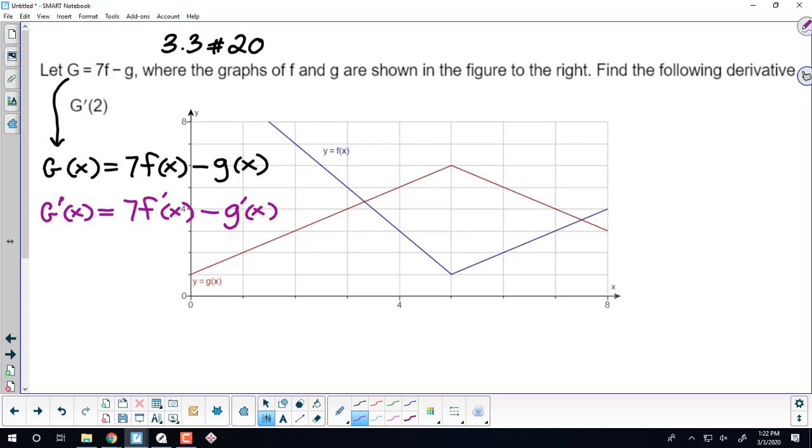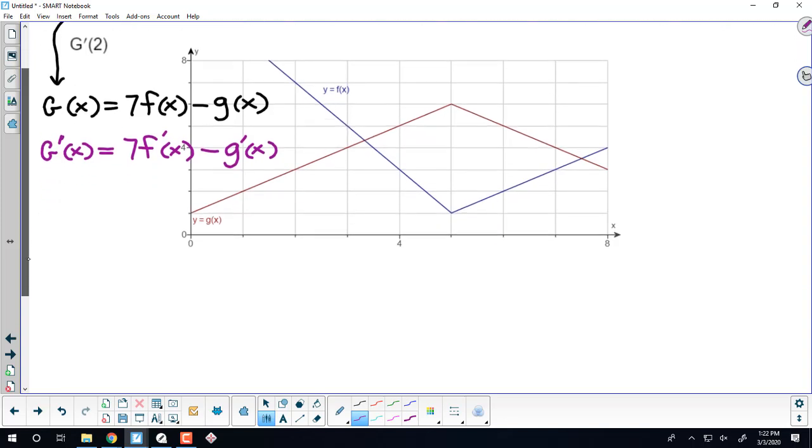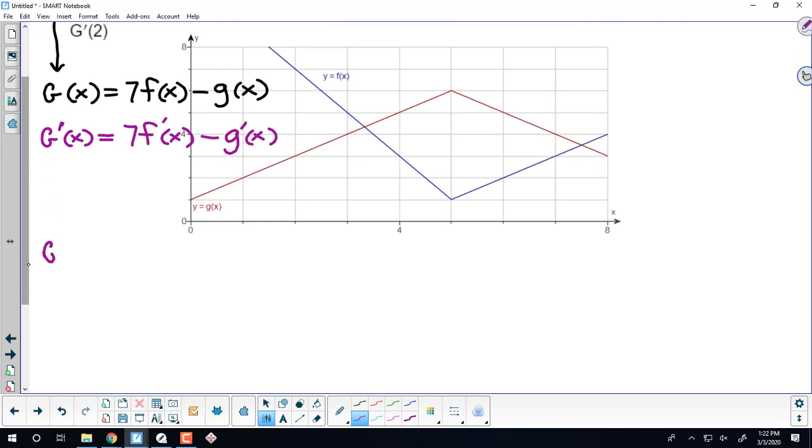Does that make sense? It's a little more abstract because we don't have formulas for f and g, so we just have to label them f prime and g prime. And then capital G prime evaluated at 2 is 7 times f prime of 2 minus g prime of 2, lowercase g prime of 2. That's right here. So when we look at f prime and g prime, what is f prime of 2 measuring? How do we get that value?